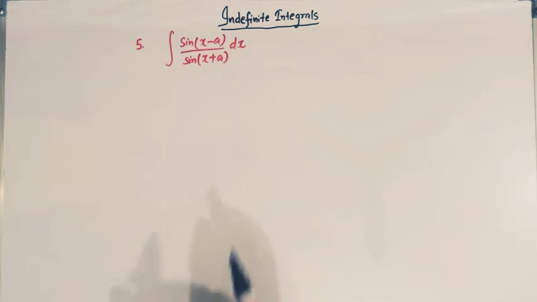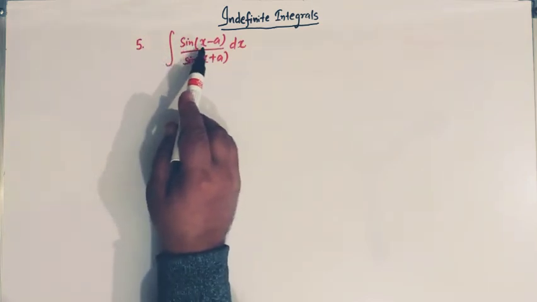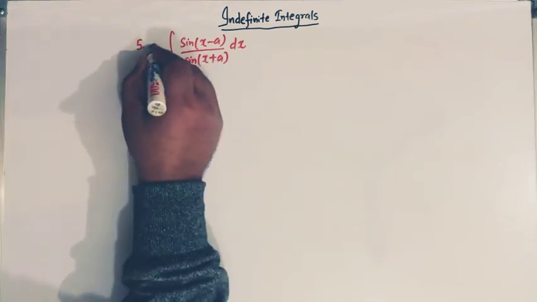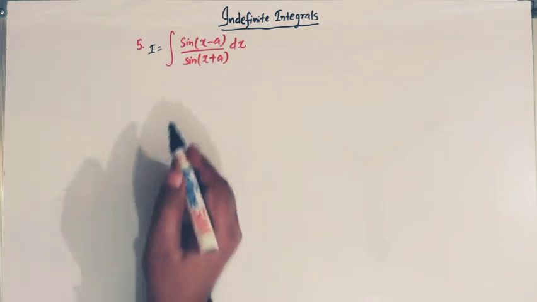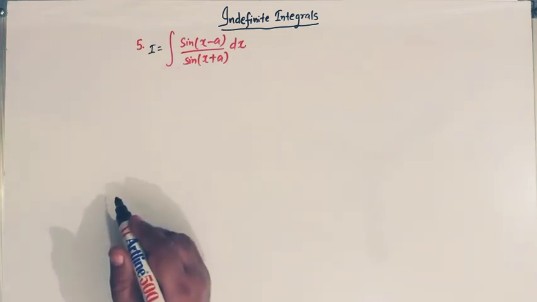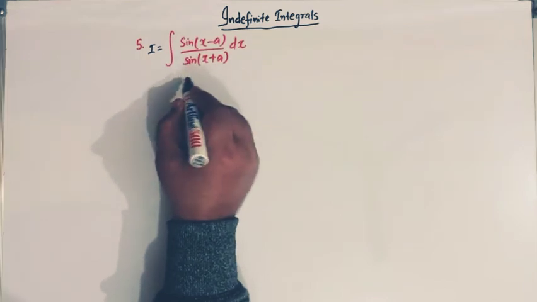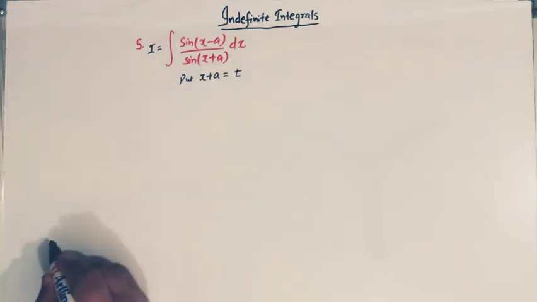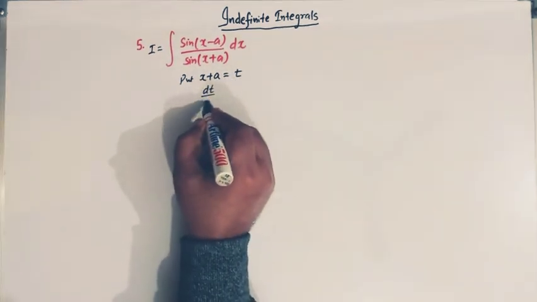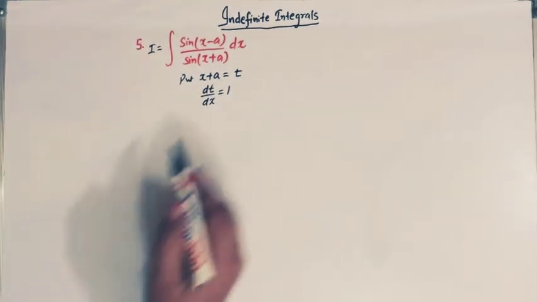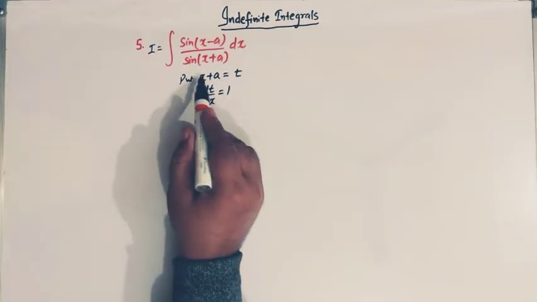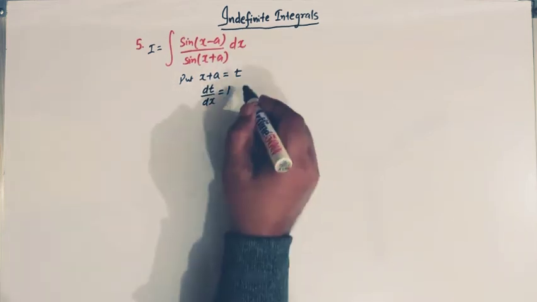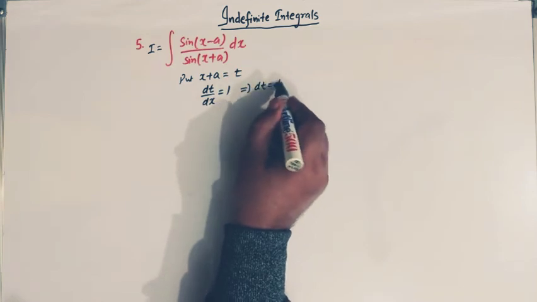Now let us take this problem. Here we have to integrate sine of x minus a divided by sine of x plus a. So let us denote this integral by I. Now here again we'll make use of the substitution method, and we'll put x plus a equal to t. So dt over dx is obviously equal to 1, because the derivative of x with respect to x is 1 and a is a constant, so its derivative is 0. So here we have dt equal to dx.